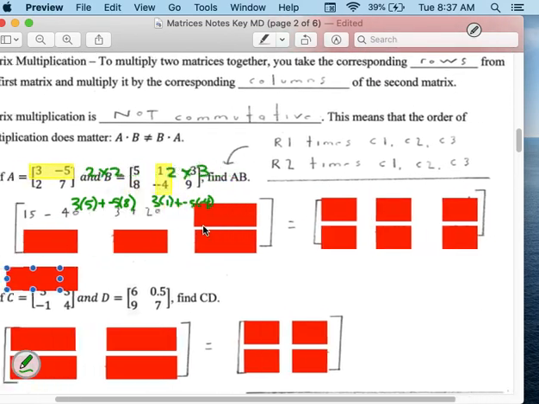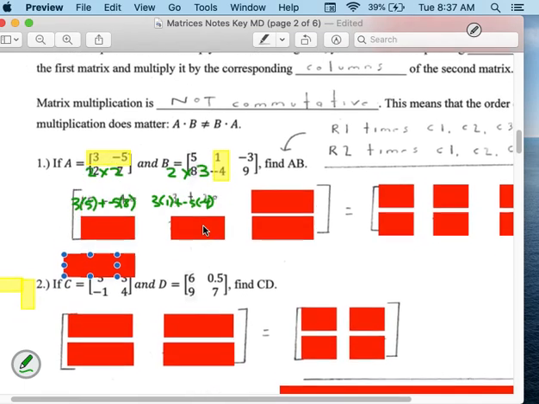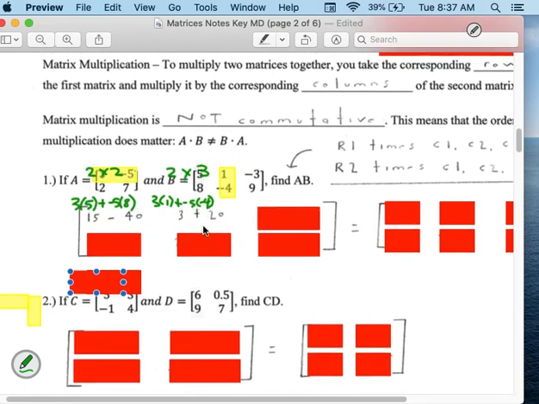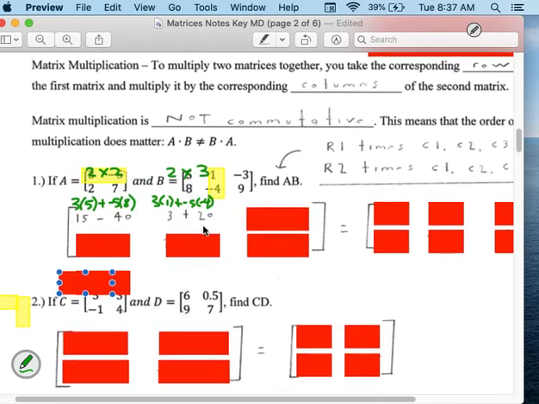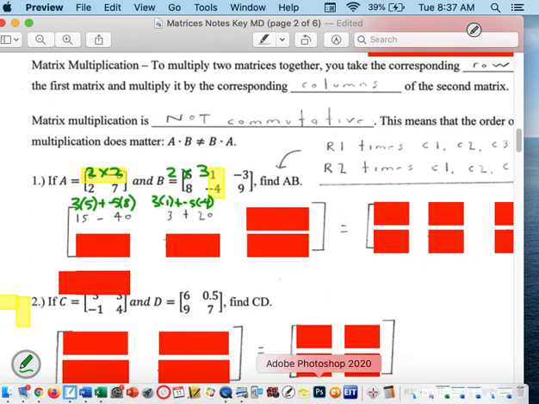I'm going to see if I can line this up. And zooming in so it's a little bit easier to see. There we go. I'm going to erase my highlight. Okay.